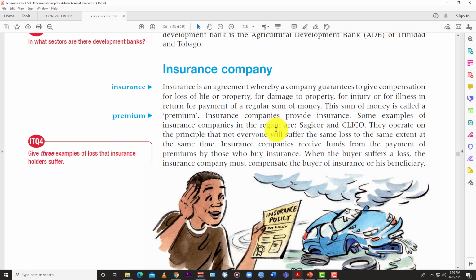And of course, you have insurance companies. Insurance companies, I did a video on insurance for POB, so you can always check that if you want a more in-depth understanding of the insurance company.